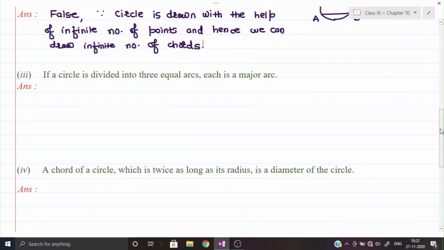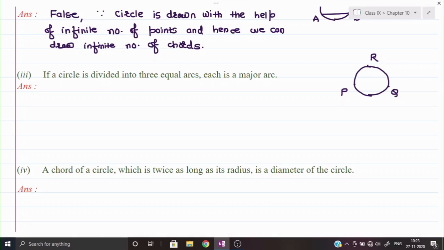Third point is given here. The third question is: if a circle is divided into three equal arcs, each is a major arc. See, I have explained the definition of major, minor and semicircular arc. Suppose we divide a circle into three equal arcs. Suppose this is a circle, and here I take three points P, Q and R. So if I say arcs PR, QR and PQ, all three are equal.